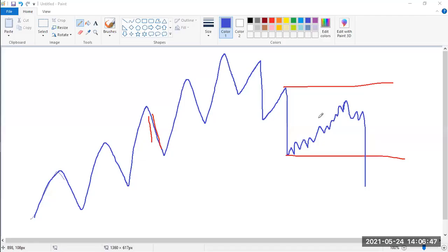So this has to be marked with a different color, this one, because it's a minor structure. It's inside this big lower high and the lower low. Right, this lower high and this lower low. So all these structures inside here, that's our minor structure. Okay.